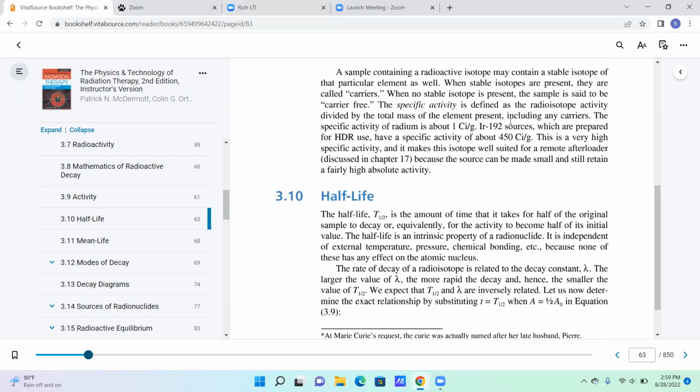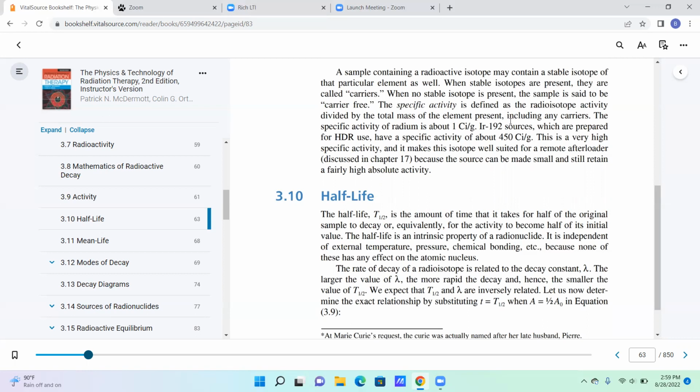Iridium-192 sources, which are prepared for HDR use, have a specific activity of about 450 curies per gram. That is a very high specific activity, and it makes this isotope well suited for a remote afterloader. The reason is the source can be made small and still retain a fairly high absolute activity.